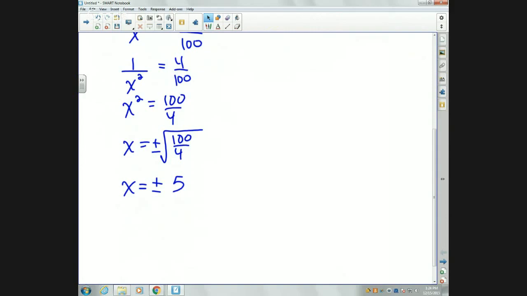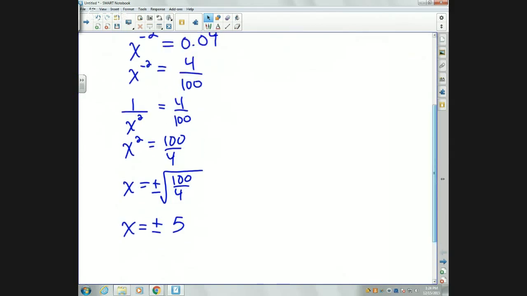No, but I want to talk about why it's not plus or minus. When we take a square root, there is a positive answer and a negative answer. But I wanted to go back here.